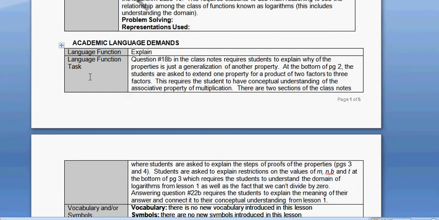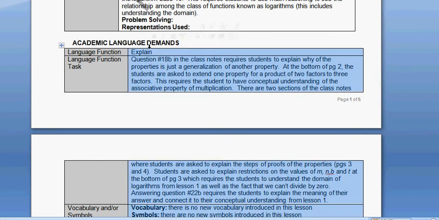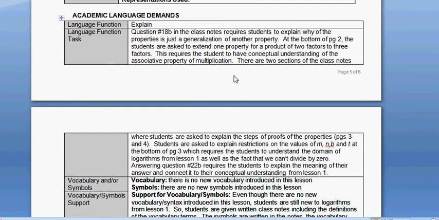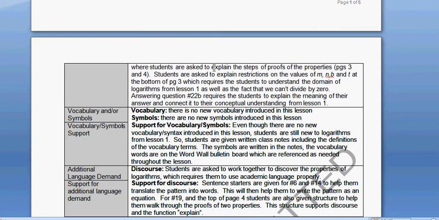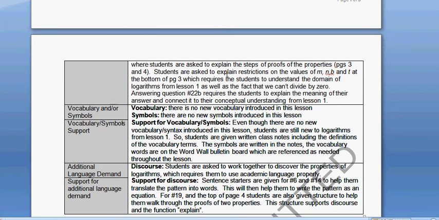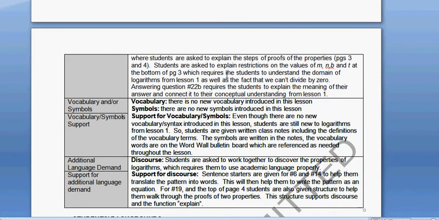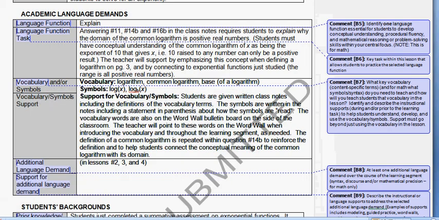Again, the language function is still explain, and this gives a chance for students to explain why one of the properties is just a generalization of another property. And then another place they're asked to extend one property for a product of 2 factors to 3 factors. And so it's asking the students to really understand the steps, or here explain the steps of a proof. So there's plenty of opportunities throughout the lessons where they're asked to explain.